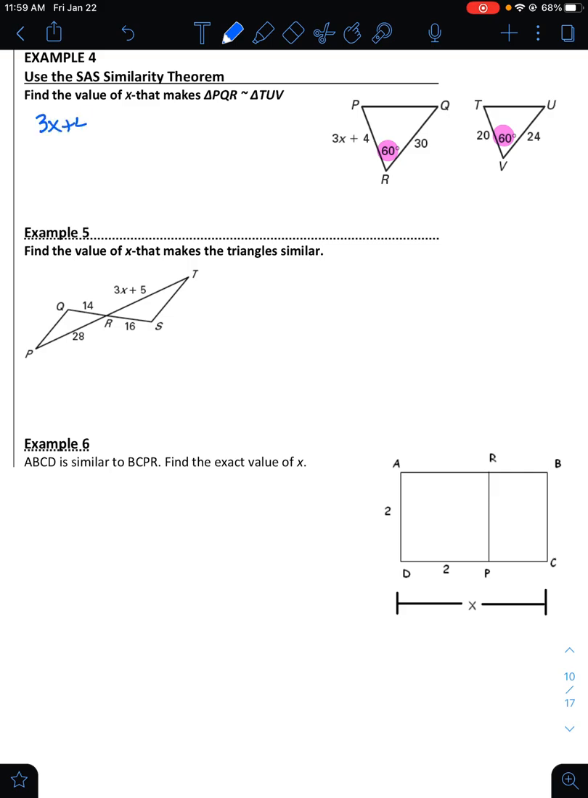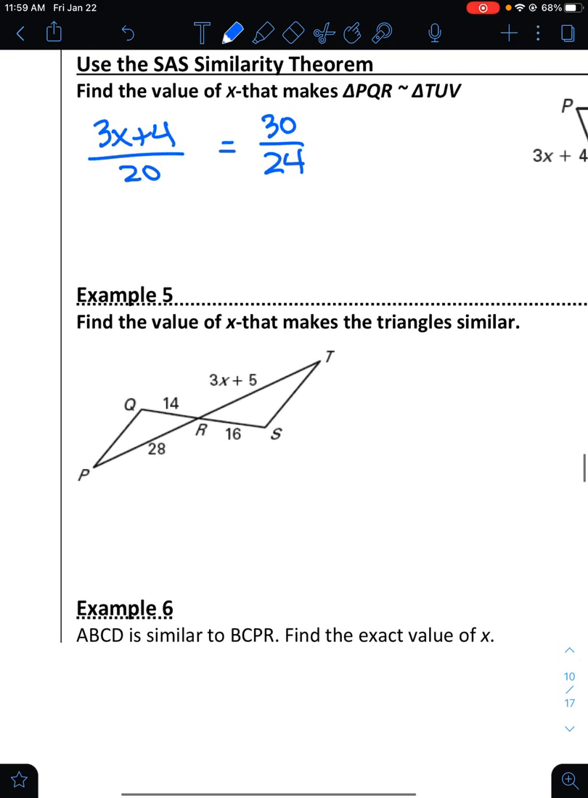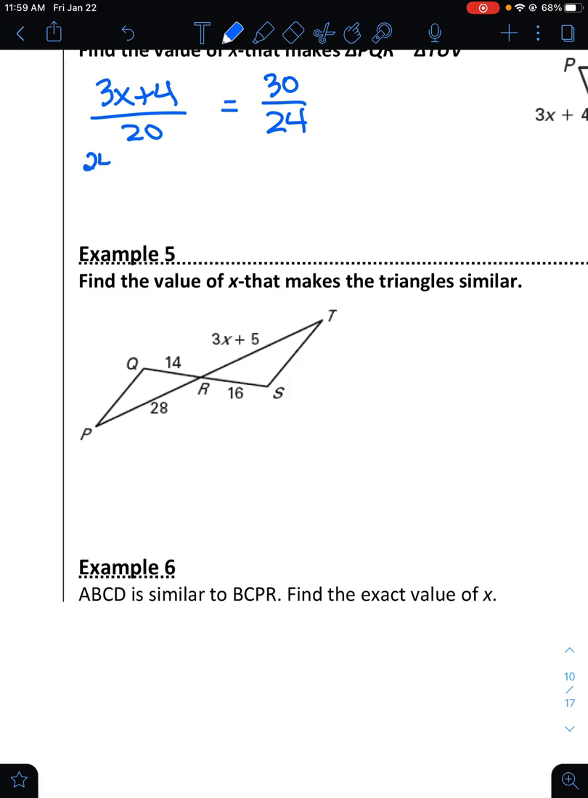So I'm going to start with 3x plus 4 in a ratio with 20. And that corresponds to 30 over 24. Again, you can reduce 30 over 24 down if you want. I usually leave it, and I'll just use my calculator as I work through the problem. So cross multiply. I'm going to do 24 times 3x plus 4, and then 30 times 20. So 24 times 3 is 72, so 72x. 24 times 4 is 96, so plus 96. And then 30 times 20 is 600.